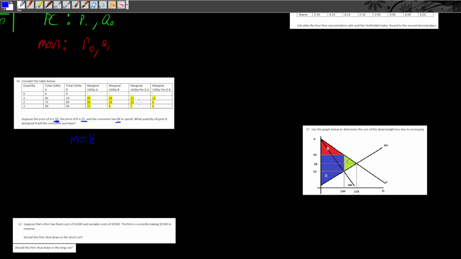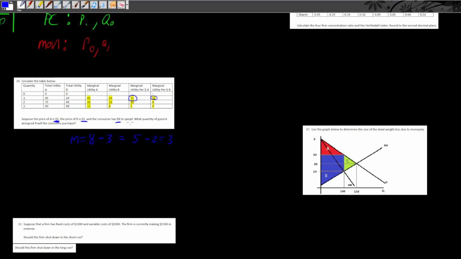So here, comparing the first unit of B to the first unit of A, we see that the first unit of A gives us more marginal utility per dollar, 15, and a unit of A costs 3, so 8 minus 3, which leaves us with 5. Next, we're comparing the second unit of A to the first unit of B. We can see that the first unit of B gives higher marginal utility per dollar of 12. So we'll buy that unit. B costs 2, leaving us $3.